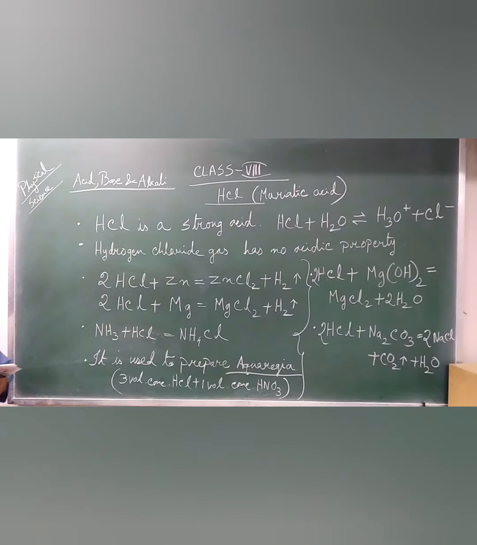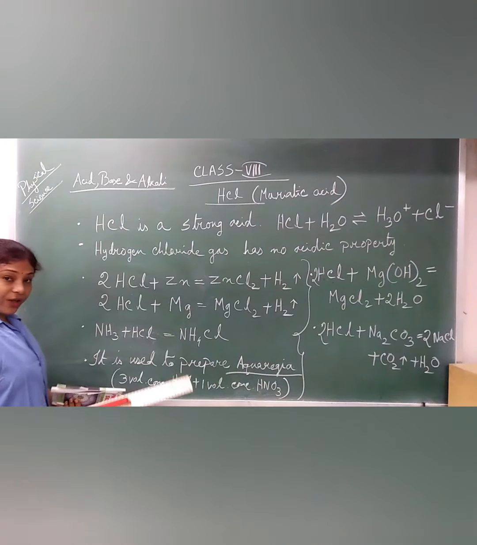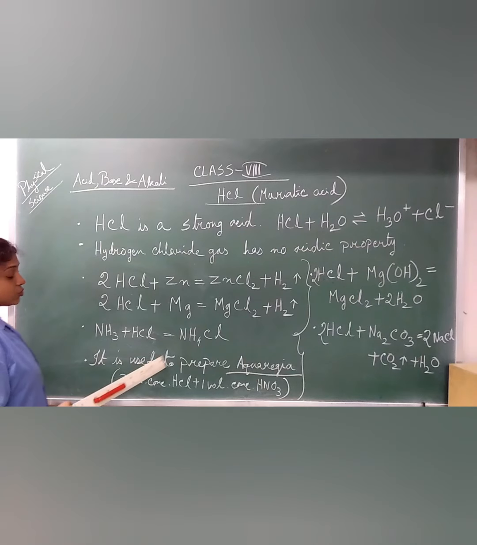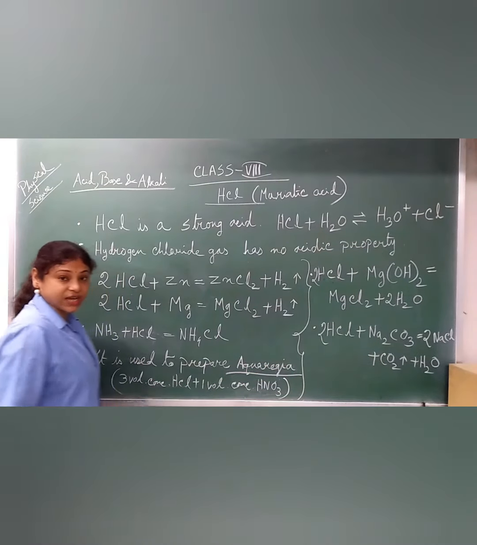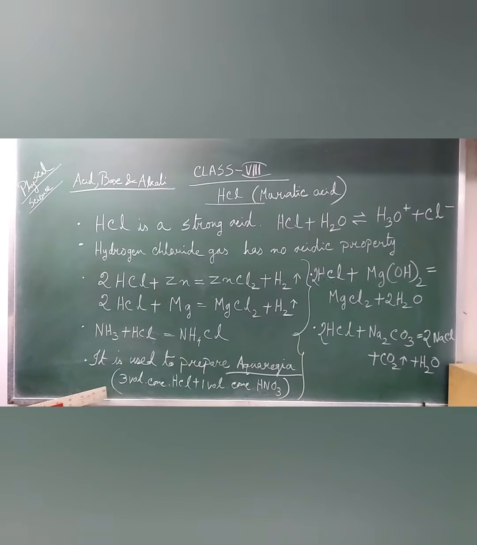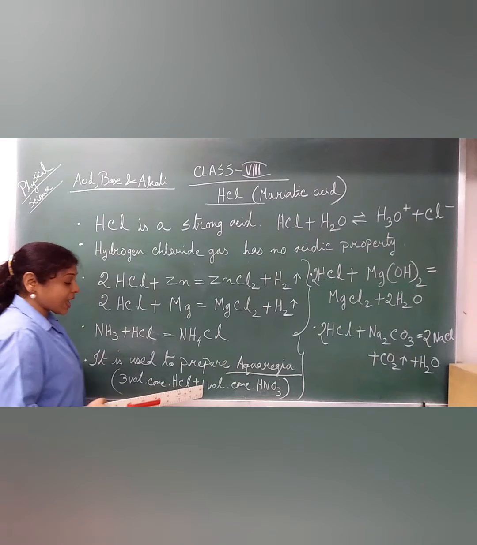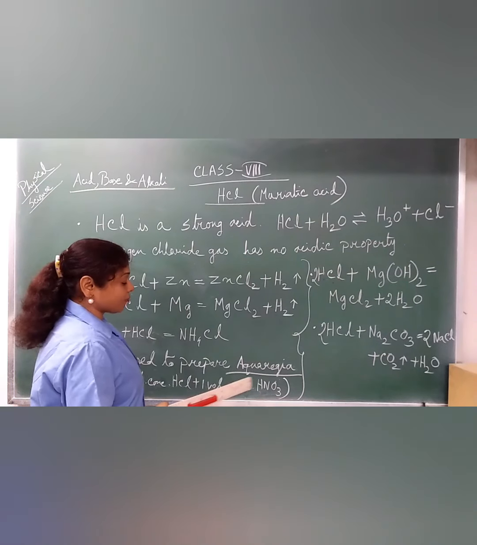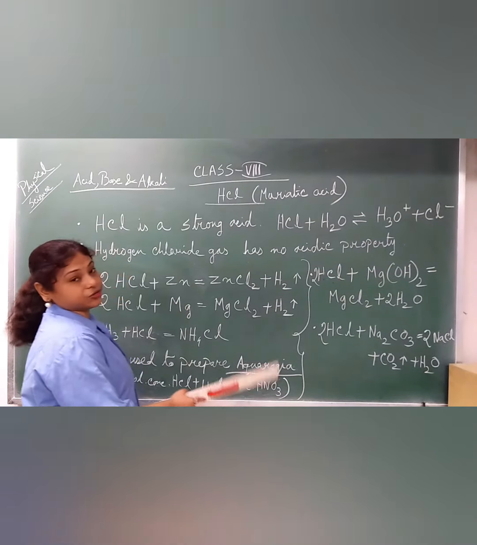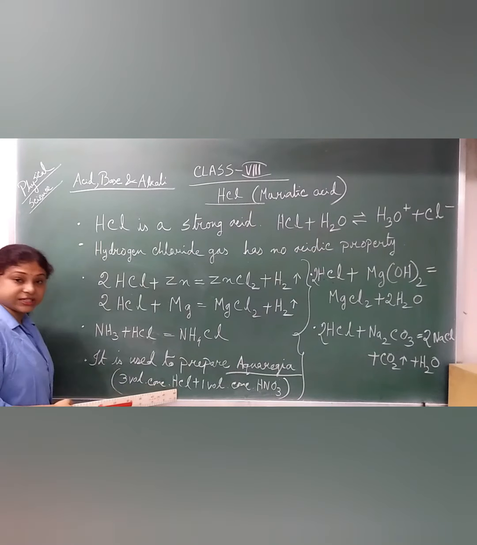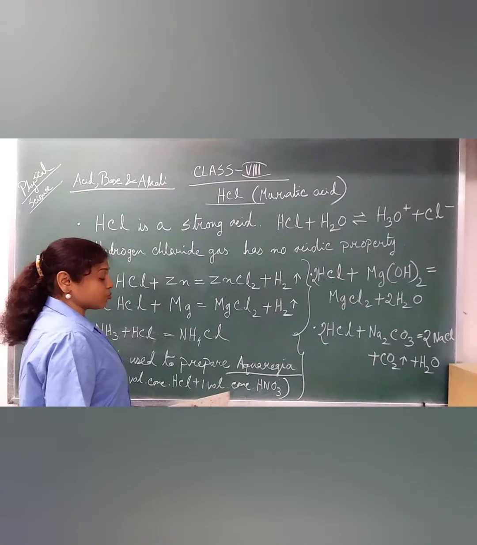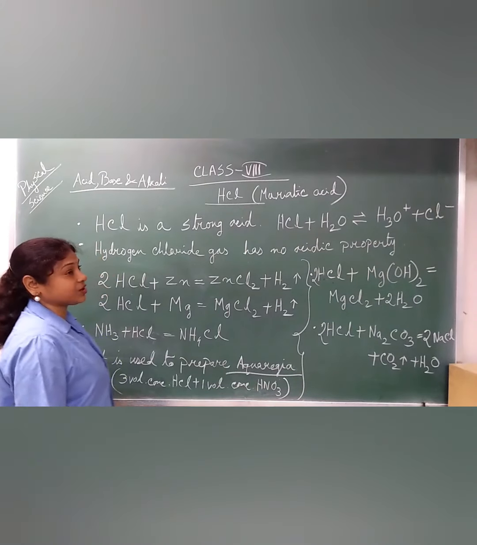Everything is there in your book. But the most important use of HCl is that it is used to prepare aqua regia. What is aqua regia? Aqua regia is a mixture of 3 volumes of concentrated HCl and 1 volume of concentrated HNO3.